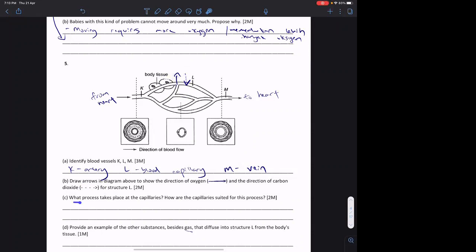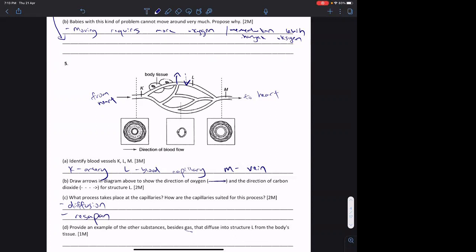So C, what process takes place at the capillaries? How are the capillaries suited for this process? So what is this process called? This is not gaseous exchange, guys. This is called diffusion. Okay, resapan. 渗透 in Mandarin. So diffusion, when you have gas moving from one place to another, it is called diffusion. All right, simple as that.